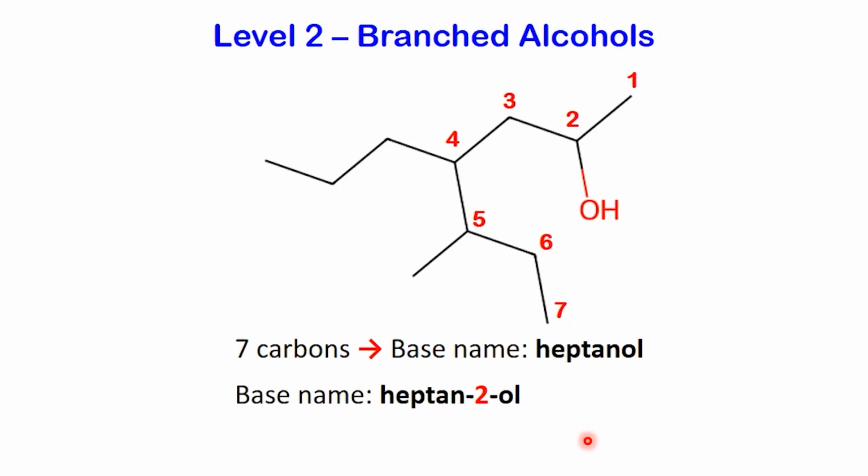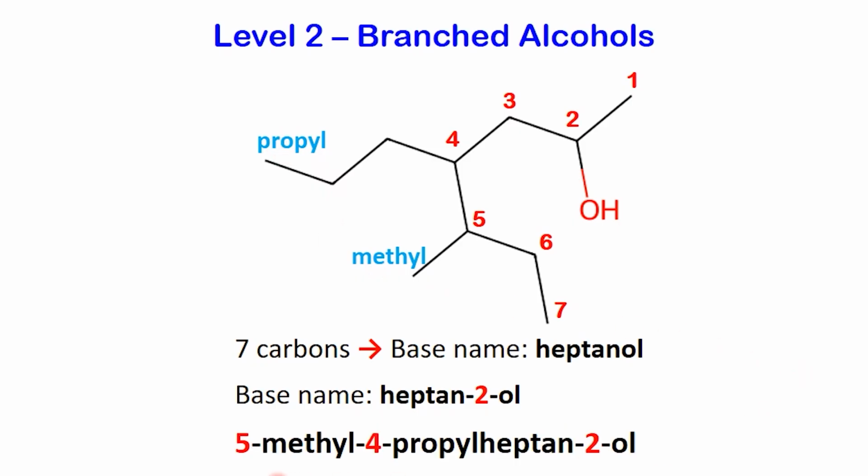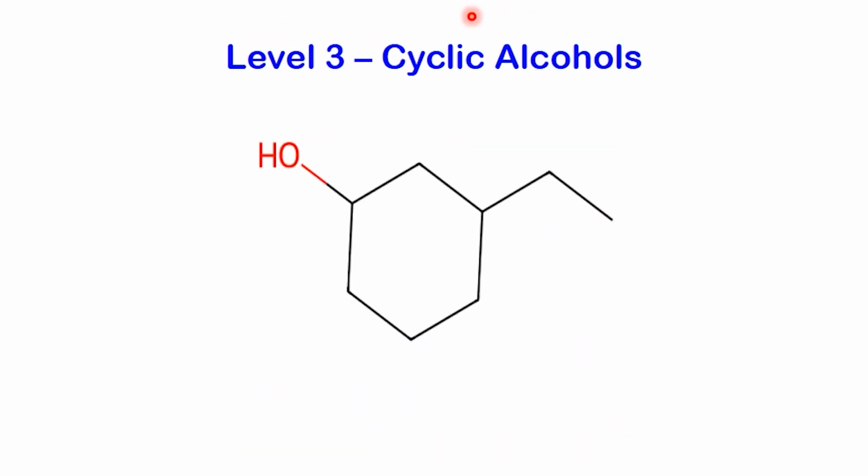Step 3. Identify substituents. There is a propyl group on carbon 4 and a methyl group on carbon 5. Substituents must be listed in alphabetical order. Methyl comes before propyl. The complete name is 5-methyl-4-propyl-heptan-2-OL.